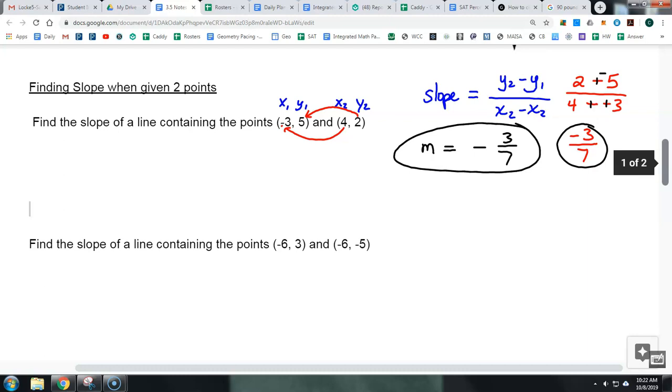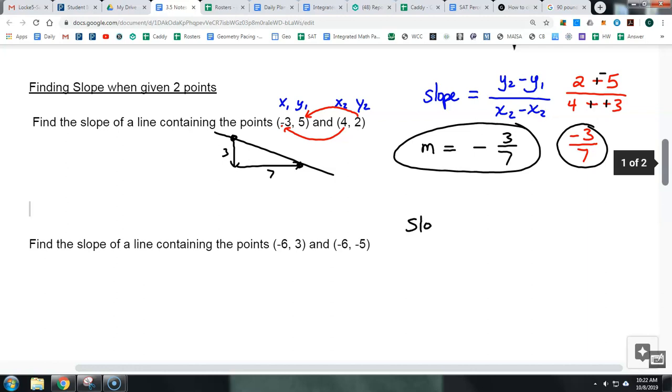All right? And then if you put those 2 dots on the graph, you should find that you basically go down 3, right 7 to get from one point to the next point. That's kind of the pitch that they were talking about there. All right, let's do the next one. Find the slope of a line containing the points negative 6, 3 and negative 6, negative 5. So another method, number 2.